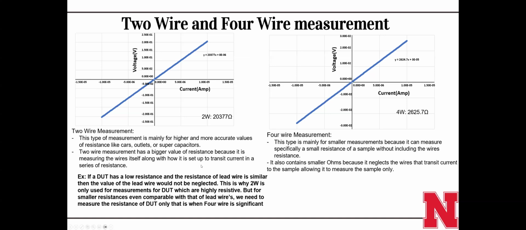So, for example, if a DUT has a low resistance and the resistance of the lead wire is similar, then the value of the lead wire will not be neglected. This is why 2-wire is only used for measurements for DUT which are highly resistive, but for smaller resistance, even comparable with that of lead wires, we need to measure the resistance of the DUT only. That is when 4-wire is significant.